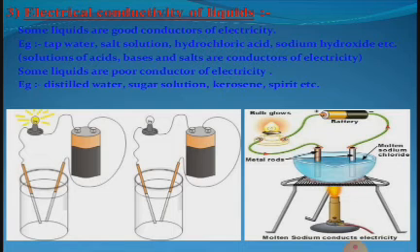Here it is observed that when the distilled water, sugar solution, kerosene, spirit, such solutions are taken, the bulb does not glow at all. So they are bad conductors or poor conductors of electricity. Acids, bases and salts are good conductors of electricity, as tap water, salt solution, hydrochloric acid and sodium hydroxide allow the electric current to pass through it.